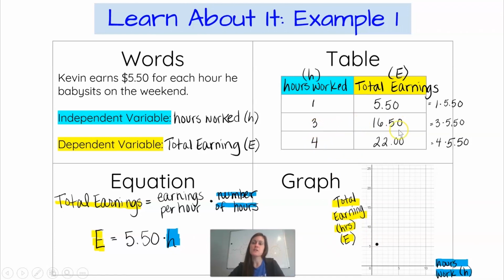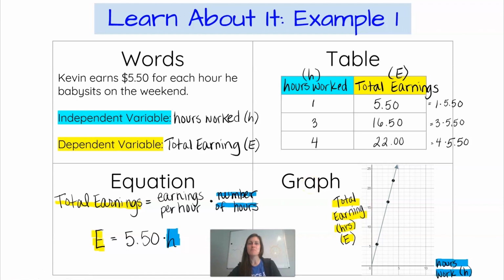If Kevin works 3 hours, he earns $16.50. So I'm going to start at the origin, go to the right 3, and go up along the earnings axis to $16.50. And for the last entry, Kevin earns $22 for 4 hours. So I'm going to start at the origin, move to the right 4, and go up to 22. And I have my last point. The last thing I'll do, because it's a possibility for me to work partial hours, is connect all of my points with a line to show all of the relationships between the number of hours worked and total earnings.